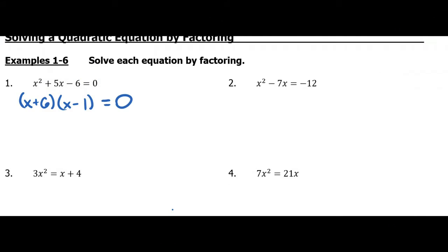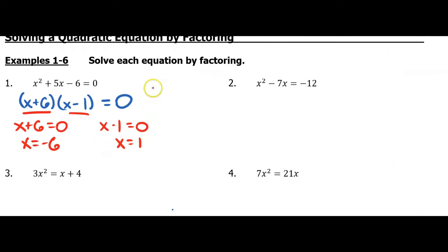Because I'm set equal to 0, I know that either x plus 6 must be equal to 0, or x minus 1 must be equal to 0. That means x would either need to be negative 6 or positive 1 to make this equation true. So we say there are two solutions to this equation, and we put those two solutions in braces. The solutions are negative 6 and positive 1. Those are both x values that would make this entire equation true.